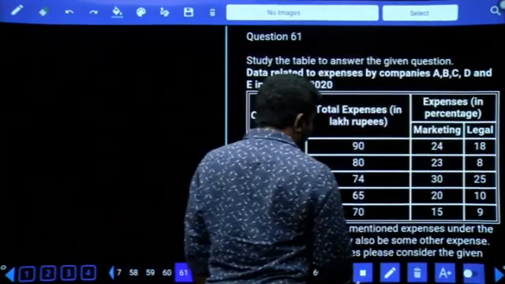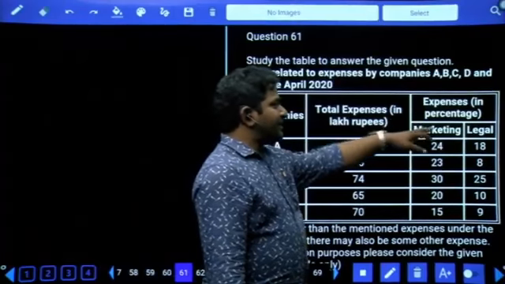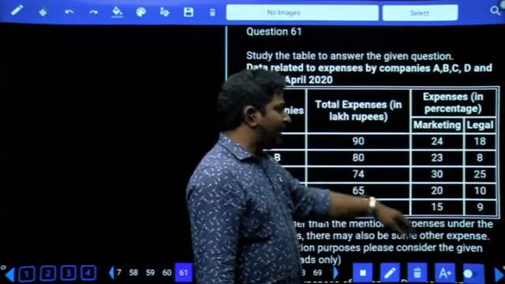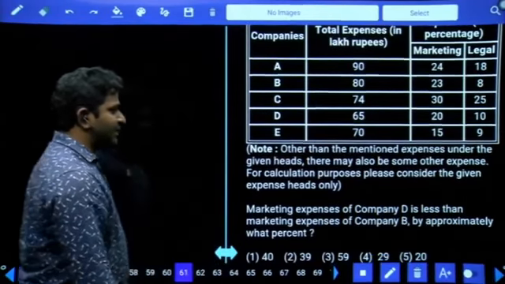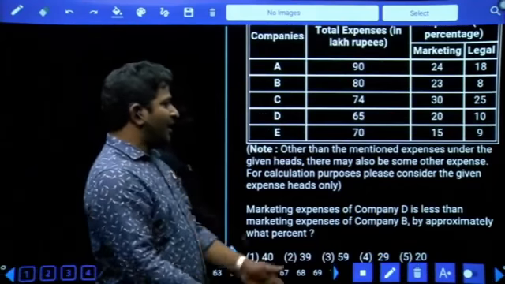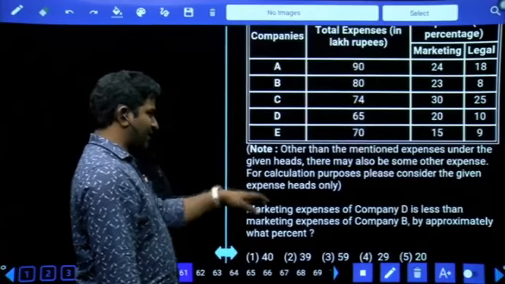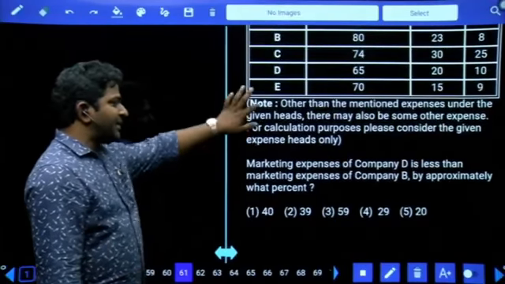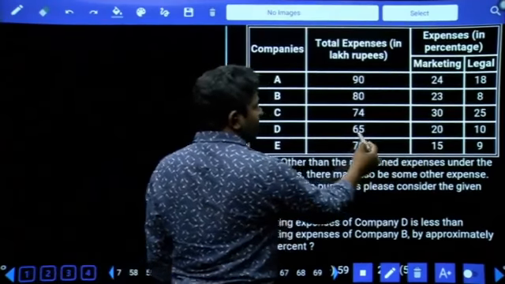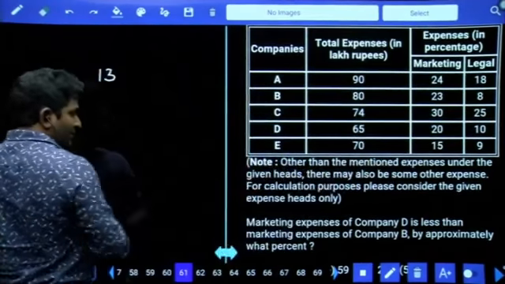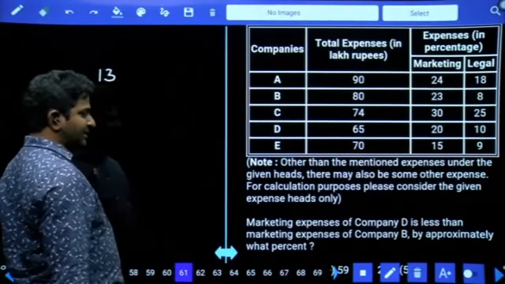So now we have tabular data. Companies A, B, C, D, E, total expenses, percentages of expenses on marketing and legal. Other than the mentioned expenses under the given heads, there may also be some other expenses. For calculation purpose, please consider the given heads only. Okay. Marketing expenses of company D, 20% of 65, that is equal to 13, is less than marketing expenses of company B by approximately what percentage?